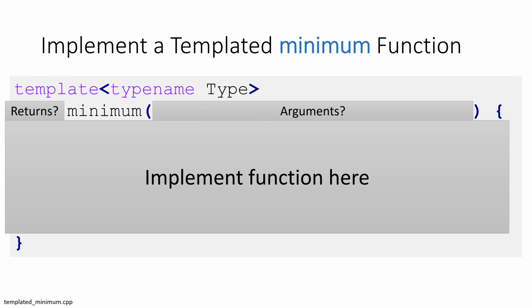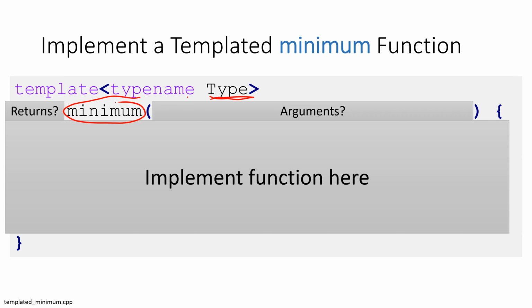Okay, so now I'm going to have you guys implement a templated function just to get a little bit of experience with this. All templated functions start with this template prefix: template, typename, and then a type variable. I'm using the word type, but it doesn't have to be that. The name of the function is going to be minimum. It's going to be the minimum of two things, like an A and a B.